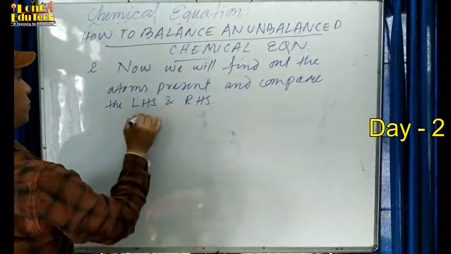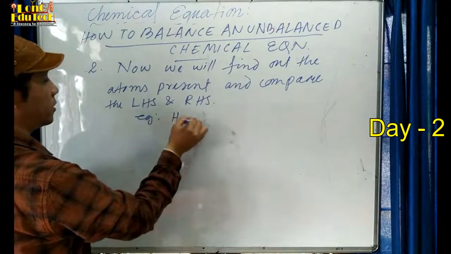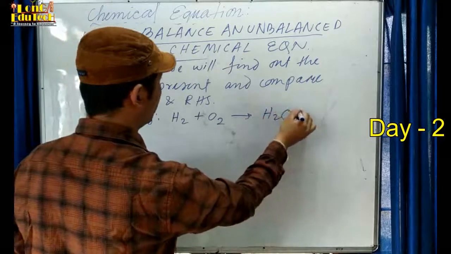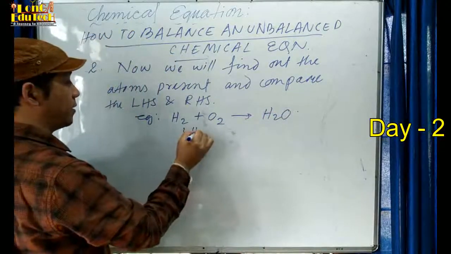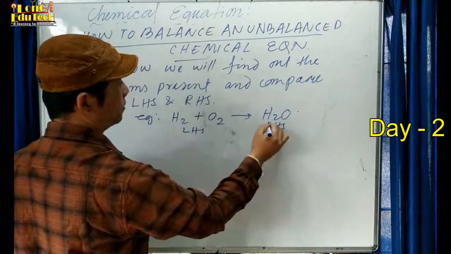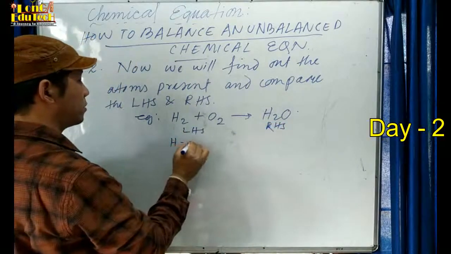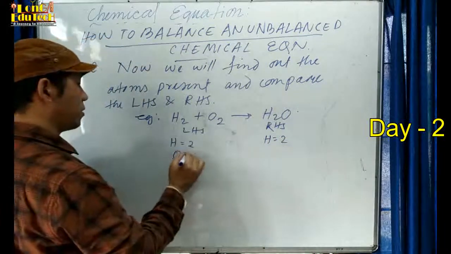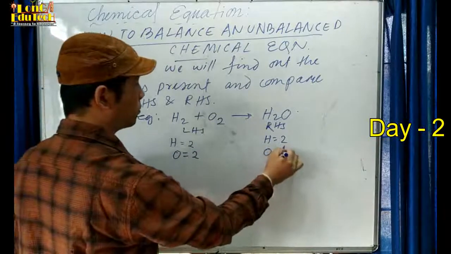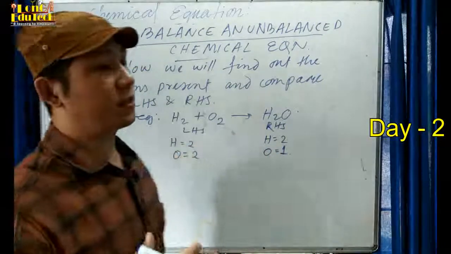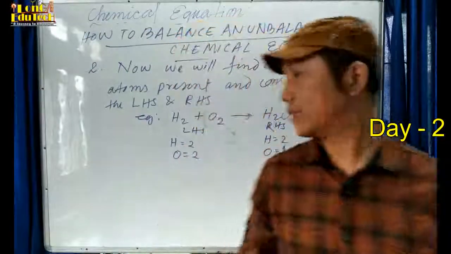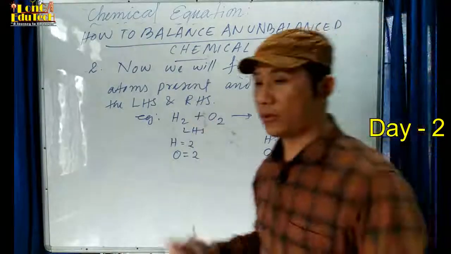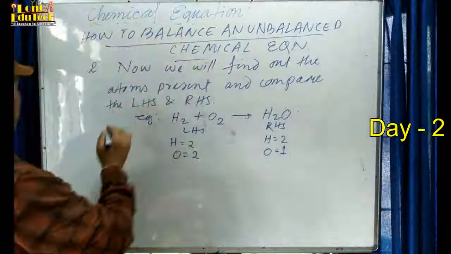Let's go through the simple example, oxygen reacting with hydrogen to form water. This is the left hand side and this is the right hand side, right? Hydrogen: 2 on the left, 2 on the right, same. What about oxygen? There is 2 on the left, and on the right oxygen is 1. So this is the first thing we have to do, the comparison. Only then rule number 3 will come.